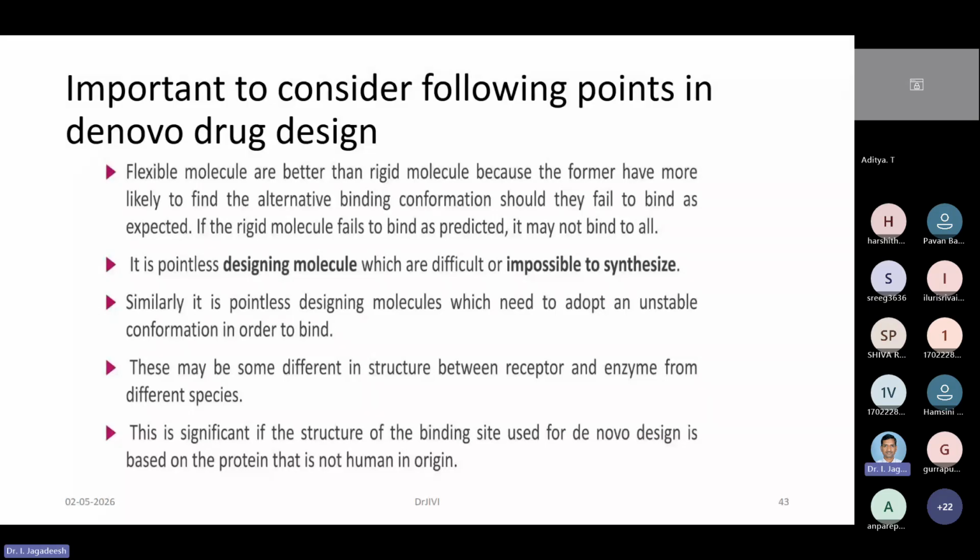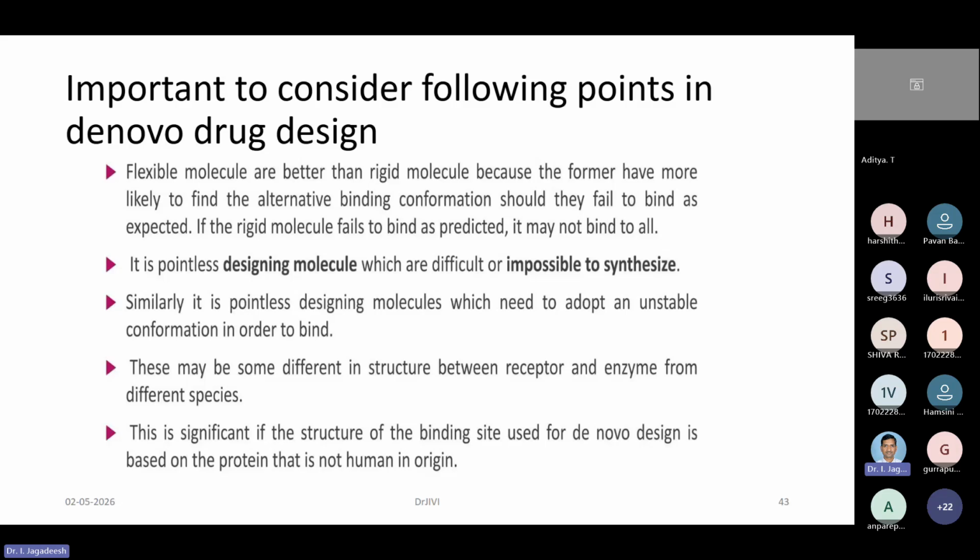The fifth point is about the structure of the binding site used for the de novo design. If it is based on a protein that is not human in origin, we should never consider it for drug design. We have already seen that species differences are present. That is the reason the protein which is not human in origin, we should never take for pocket size determination and force analysis, and we cannot go ahead. Ultimately, even though you get a success, there is no guarantee that success will be retained in human beings.